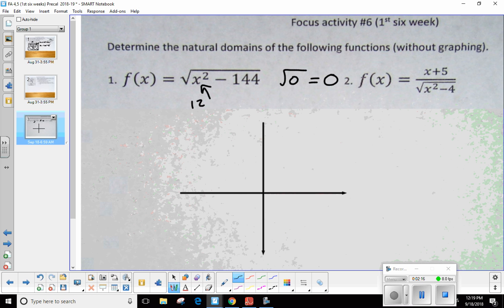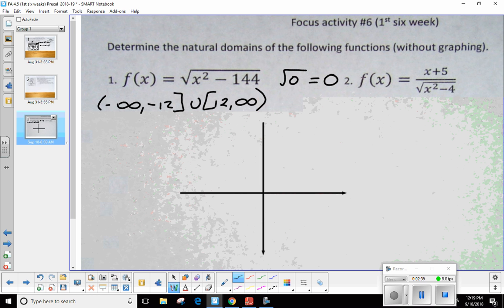That is actually okay. So I'm going to go ahead and tell you that the domain here is everything from negative infinity to negative 12, bracket, union, 12 to infinity. Okay, and I already see some eyebrows furrowing a little bit. So maybe it's a good idea. Let me go ahead and walk you through the graph.